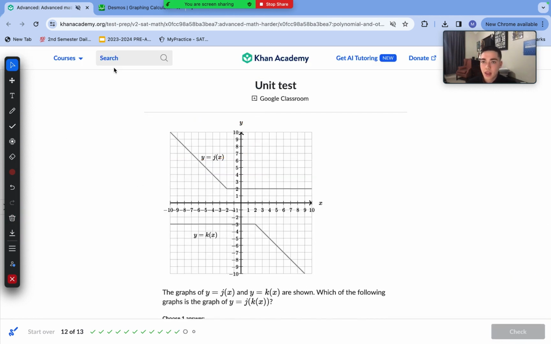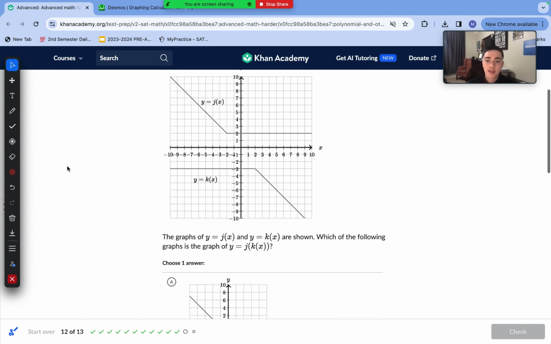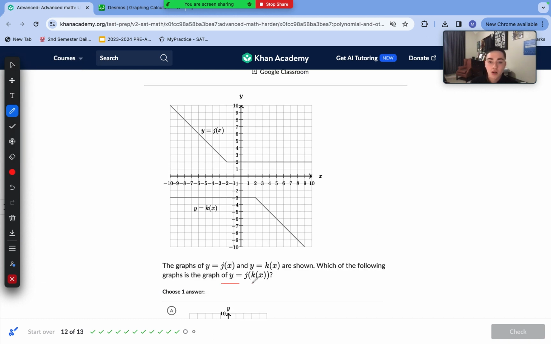Okay, on to this next one. The graphs are shown. Which of the following is the composite function of these two? So we can solve y equals j of k of x by just taking some values and substituting in. For example, let's take x equals positive 2 and find the y value of this new graph. So if x equals positive 2, we'd take k of positive 2.